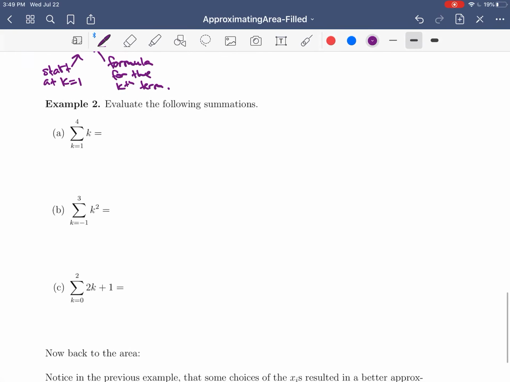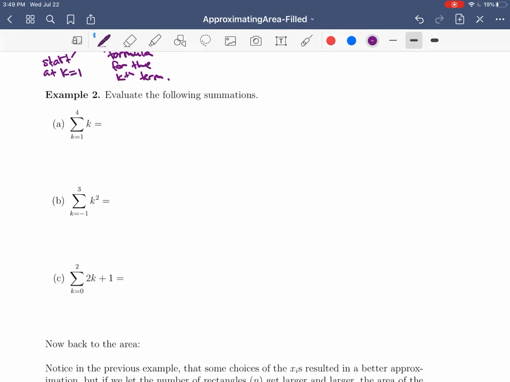Okay, so let's just do some examples. If I wanted the summation from k equals 1 to 4 of k, this is our formula. When k equals 1, I just get the number 1. So this is the k equals 1 term. And then I want to add to that k equals 2. When k is 2, I just get 2. And I end up summing the first 4 integers. So this sum would equal 10.